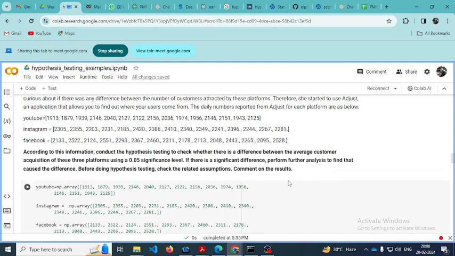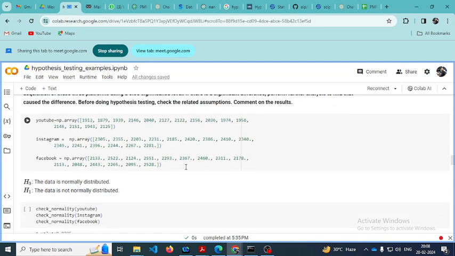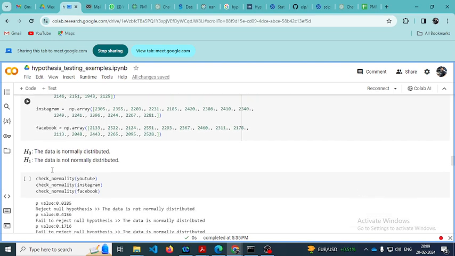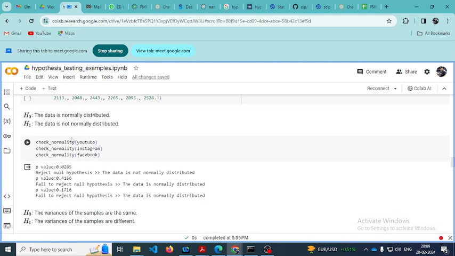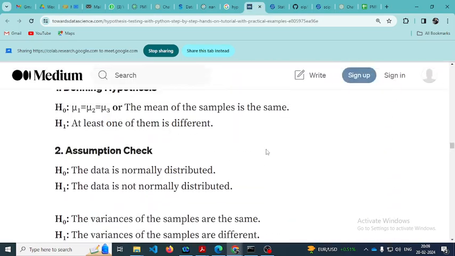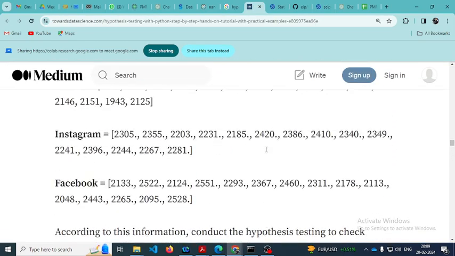The implementation in Python is the same. Only the problems have different groups or platforms and different numerical values. So here also we read this data into numpy arrays. You name them YouTube, Instagram, and Facebook. Then you can make your assumptions, like the data is normally distributed, and you want to analyze your null hypothesis.